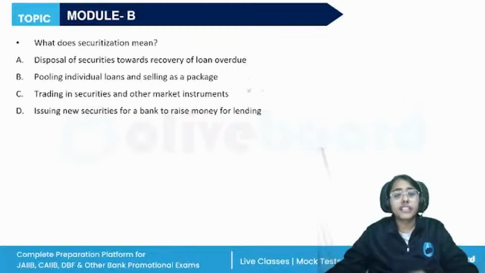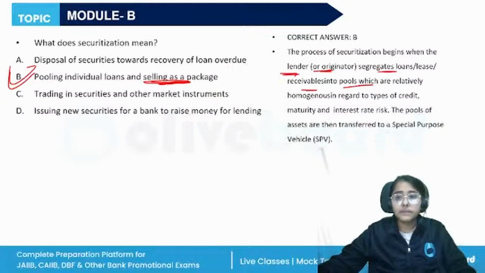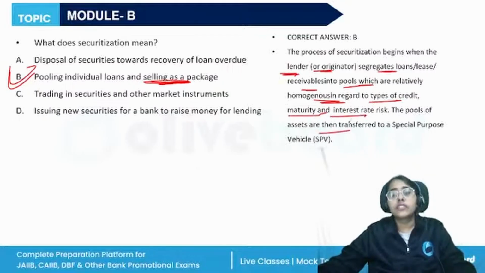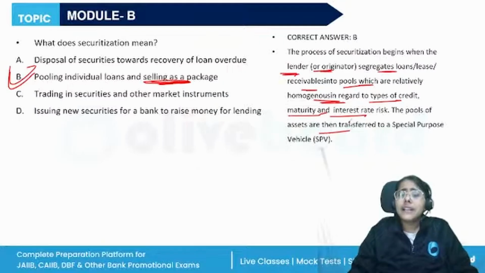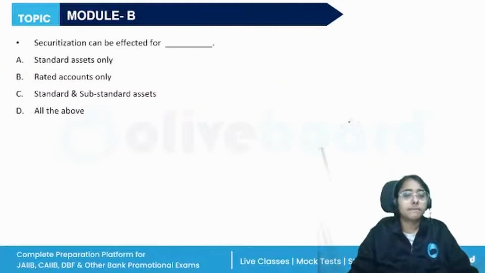So the definition of securitization means pooling of individual loans and selling as a package. The originator, who is the lender, segregates the loans, leases, or receivables into a pool which are of homogeneous nature in respect of the type of credit, maturity, and interest rate, and these are transferred to the special purpose vehicle, which can be any company or a trust constituted for carrying out the activities of securitization, and they are sponsored by a sponsor, which means a person who establishes or promotes an SPV.